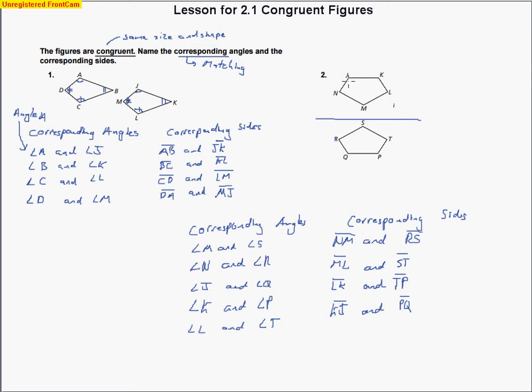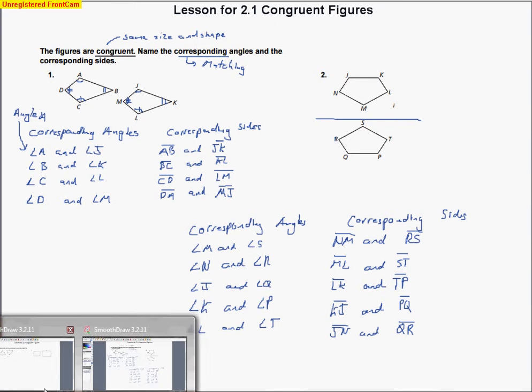And I think I've got one more here, J to N. And J to N would go from Q to R. So those are the corresponding sides. Now let's take a look at another set of problems, and it's this one.